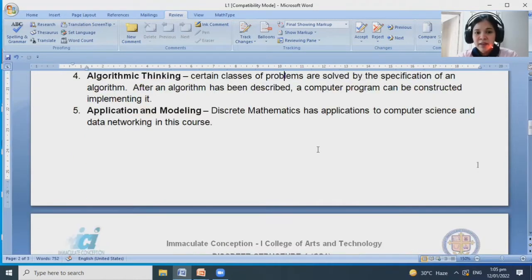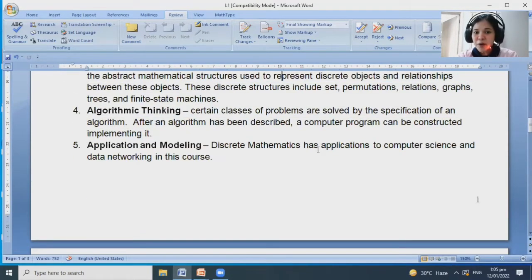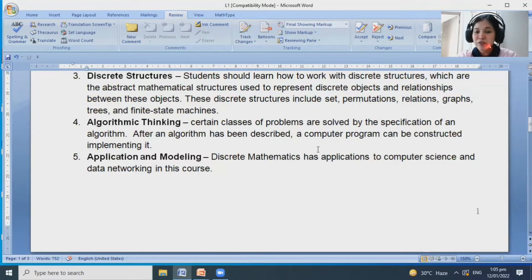Number 4, algorithmic thinking. Certain classes of problems are solved by the specification of an algorithm. After an algorithm has been described, a computer program can be constructed implementing it. An algorithm is a step-by-step procedure. Am I right? So you're following a sequence, an arrangement. Then number 5, application and modeling. Discrete mathematics has applications to computer science and data networking in this course.